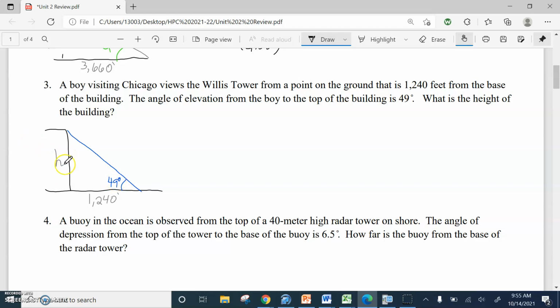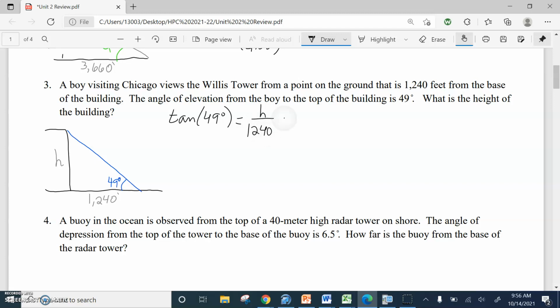There's the h variable. So in this case, we know the angle, we know the adjacent side, we don't know the opposite side. The ratio that we use to solve a trig function with the opposite and adjacent sides is the tangent ratio. So we're going to spell that one out. Tan of the angle, in this case 49, is equal to our unknown h, opposite, over the adjacent, 1240.